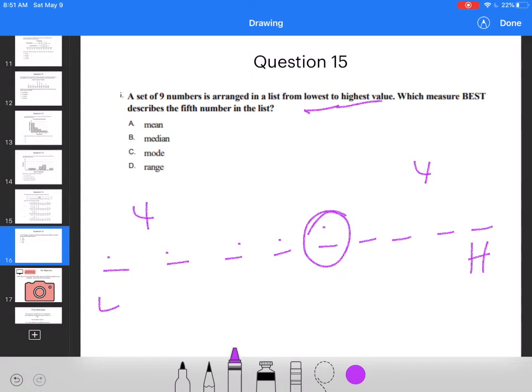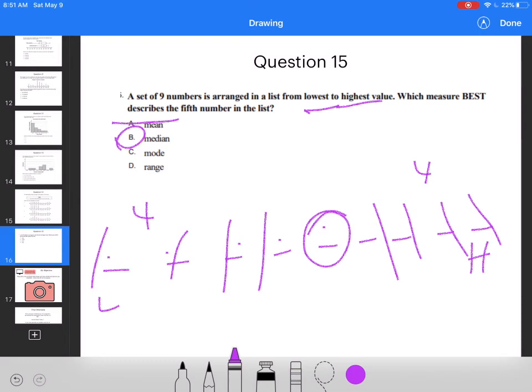Mean is when you add up the numbers and divide by how many numbers you have. Median is where you cross off on each side until you find that center number. Mode is the number that occurs most often. So that number would be the number with the greatest frequency. Range is subtracting the highest and the lowest number. So I'm left with B.